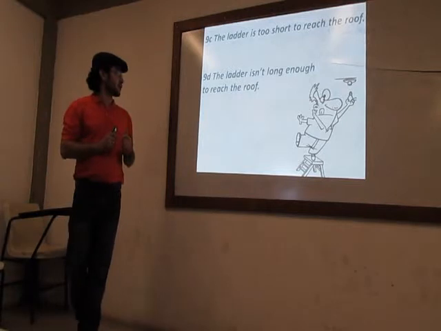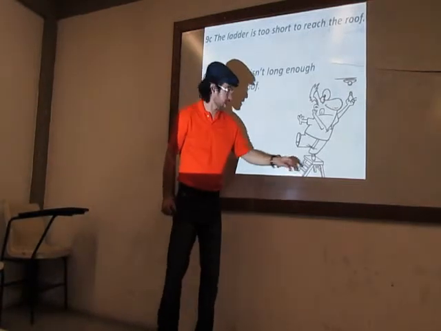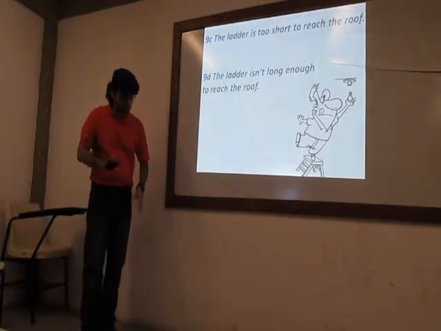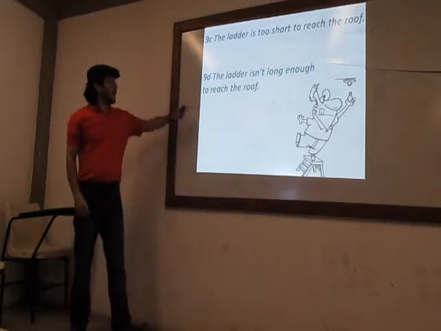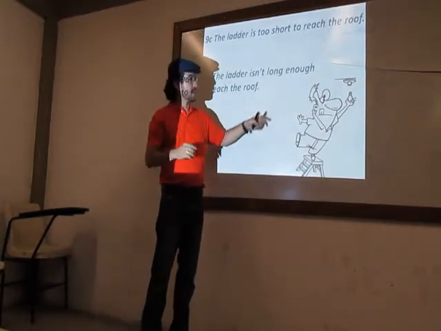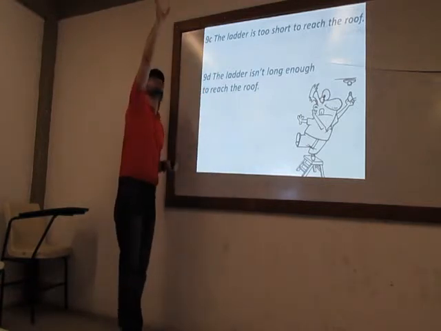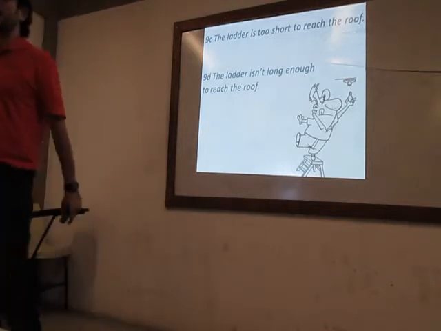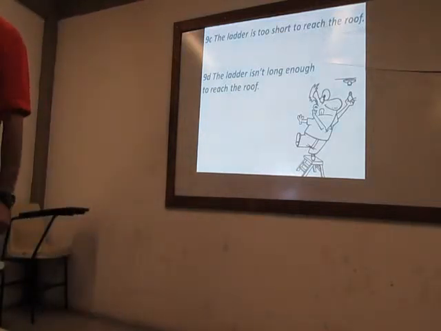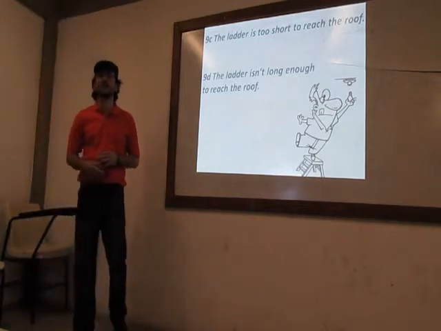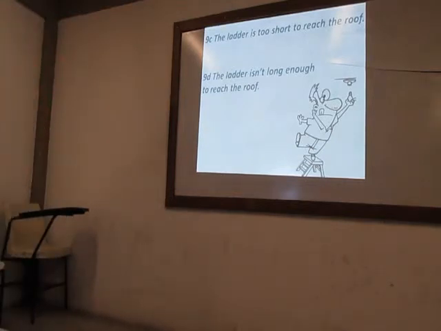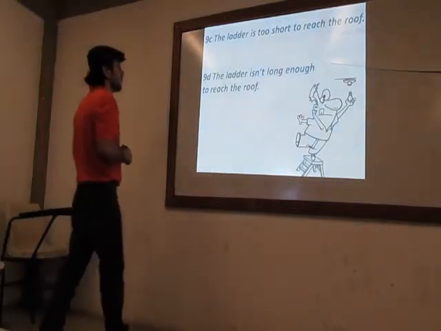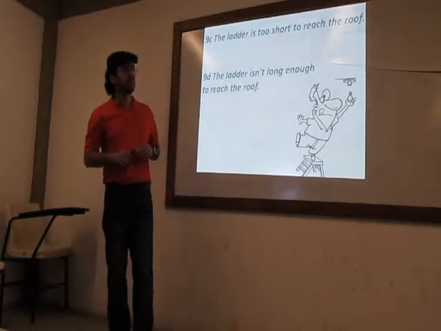Now let's analyze other terms. The ladder is too short to reach the roof, okay? And the ladder isn't long enough to reach the roof. And now, what do you think? Are they similar to the previous sentences, or are they contradictory? Try to analyze them. The ladder is too short to reach the roof, or the ladder isn't long enough to reach the roof.